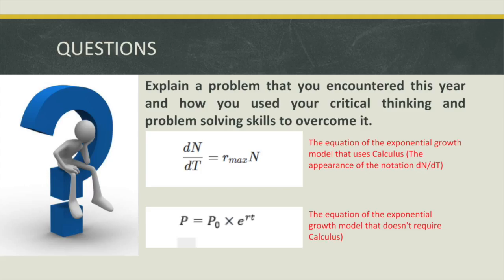These two functions are from the exponential growth model. But the first one has a notation dN over dt that requires calculus to understand, and the second one doesn't, as I already mentioned before.